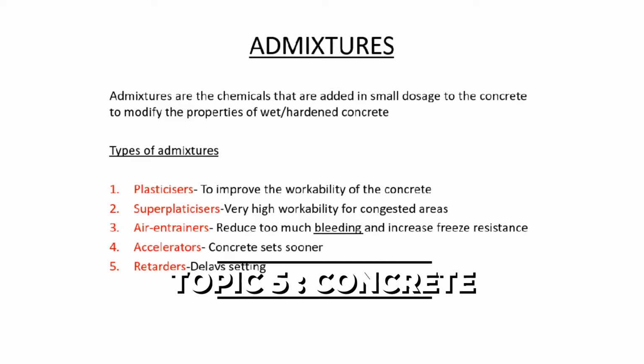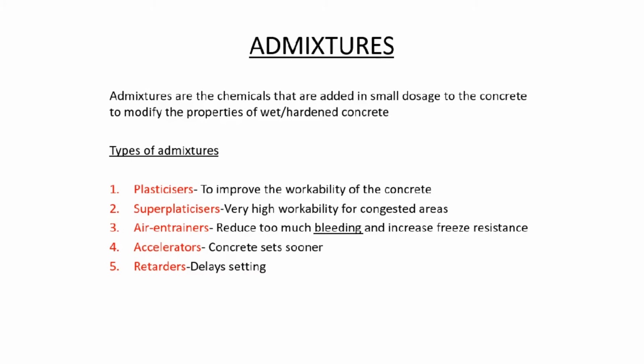Now let's move to admixtures. Admixtures are chemical materials which are used mainly in ready mixed concrete. Admixtures are the chemicals that are added in small dosage to the concrete to modify the properties of the wet or hardened concrete. Types of admixtures.